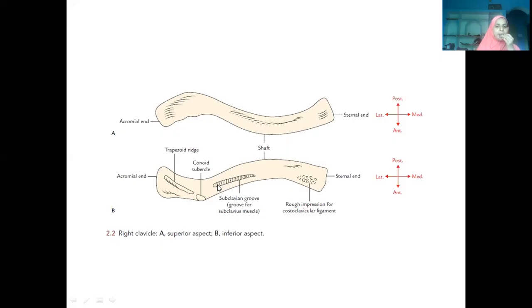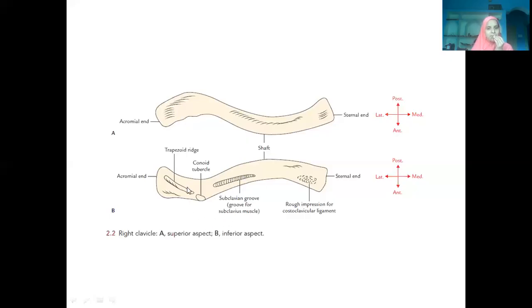Apart from that, we have a groove. This is the subclavian groove. The margins of the subclavian groove give attachment to one important structure. Do you remember? Clavipectoral fascia. Clavipectoral fascia is attached to the margins of the subclavian groove. And what muscle may be attached in the subclavian groove? Subclavius. Okay. So this is in the middle 1/3 of the inferior aspect of the clavicle.